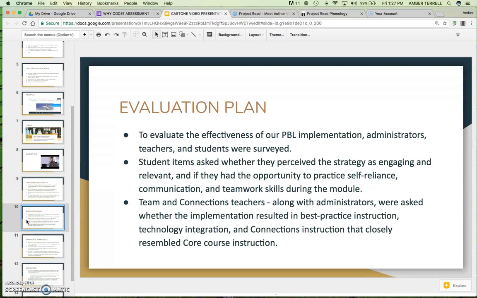To evaluate the effectiveness of this PBL implementation, administrators, teachers, and students were surveyed. Students were asked if the strategy was engaging and relevant, and they were asked if they had the opportunity to be self-reliant, to communicate with their peers and teachers, and if they practiced teamwork skills during the module. Team and Connections teachers, along with administrators, were asked if the implementation resulted in best practice instruction, technology integration, and Connections instruction that closely resembled core course instruction.